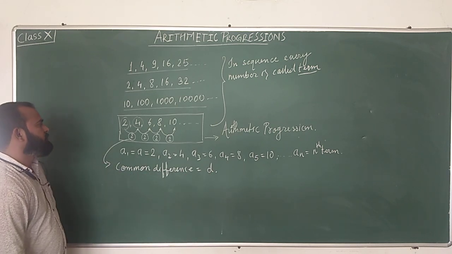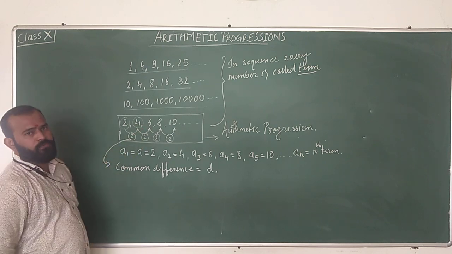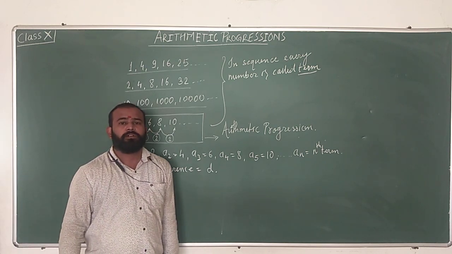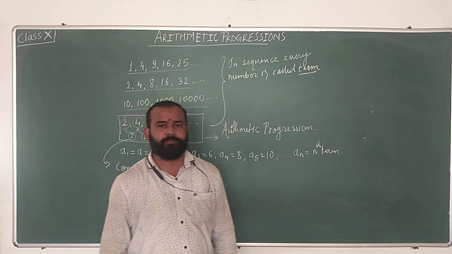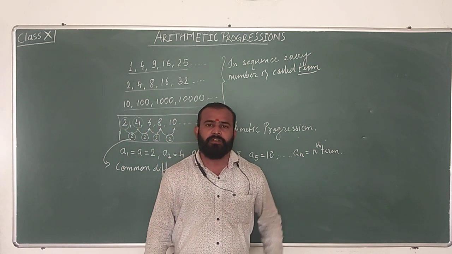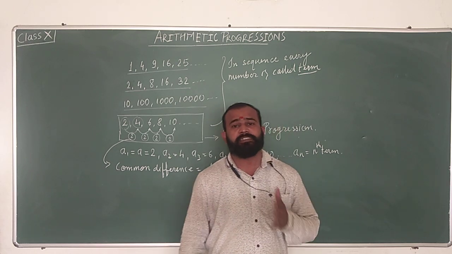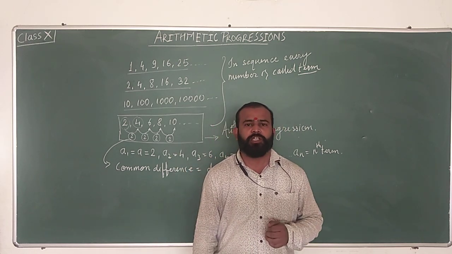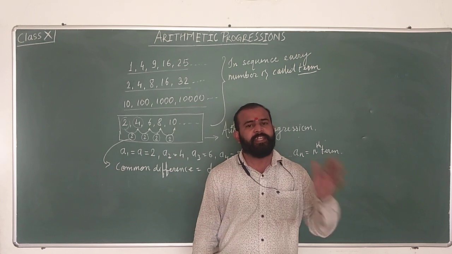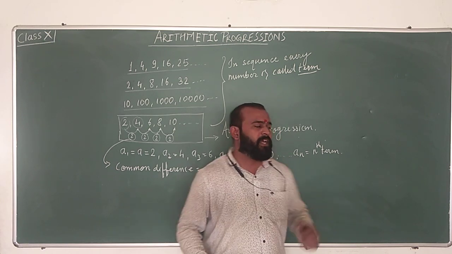After that, there are two types of arithmetic progression. Number one is finite arithmetic progression, and second one is infinite arithmetic progression. Means finite AP and infinite AP.